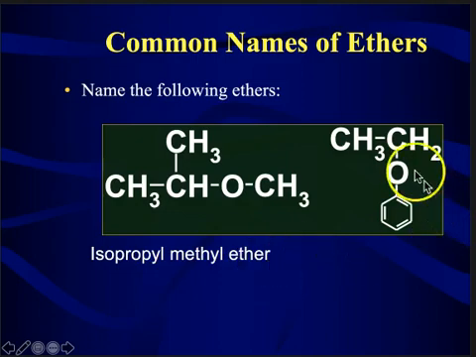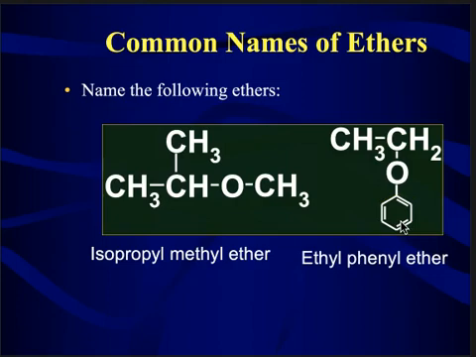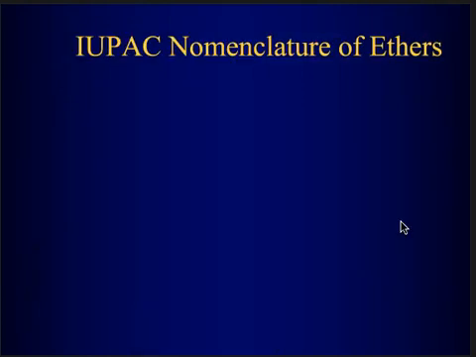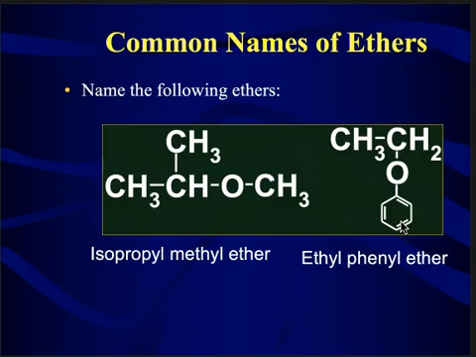Now for our second one, I have an ethyl group here. And we see that it's a benzene ring, but it's a substituent off that oxygen, so we're going to call it a phenyl group. So that makes this an, E comes before P, so it's an ethyl phenyl ether. So that is the way I'm going to want you to name these ethers. I will show you the IUPAC nomenclature, so in case you do happen upon it, you have seen it, but I'm going to want you to name it using this common method.